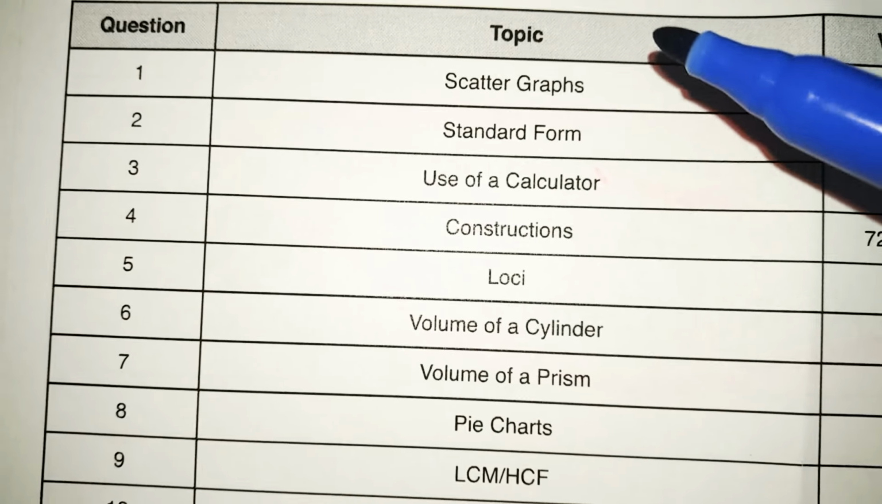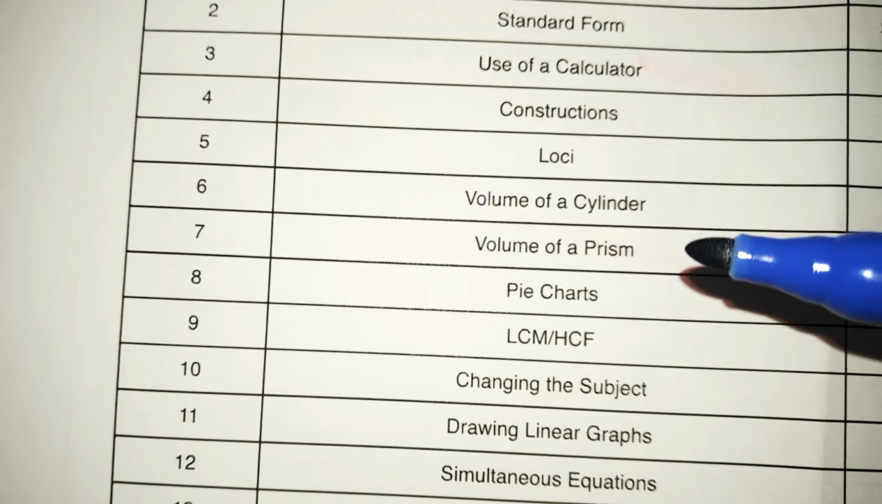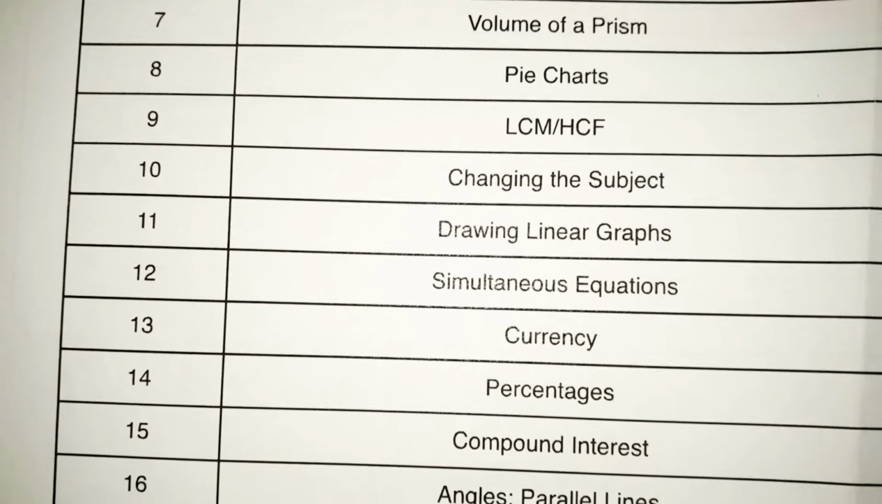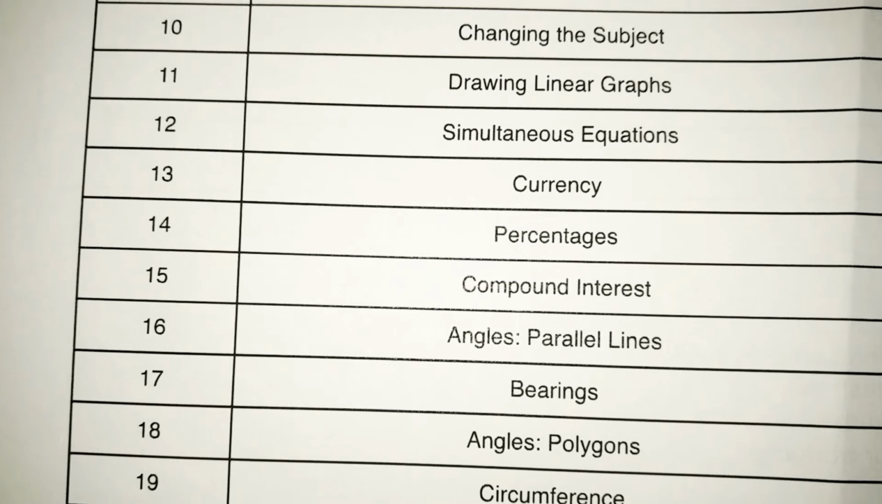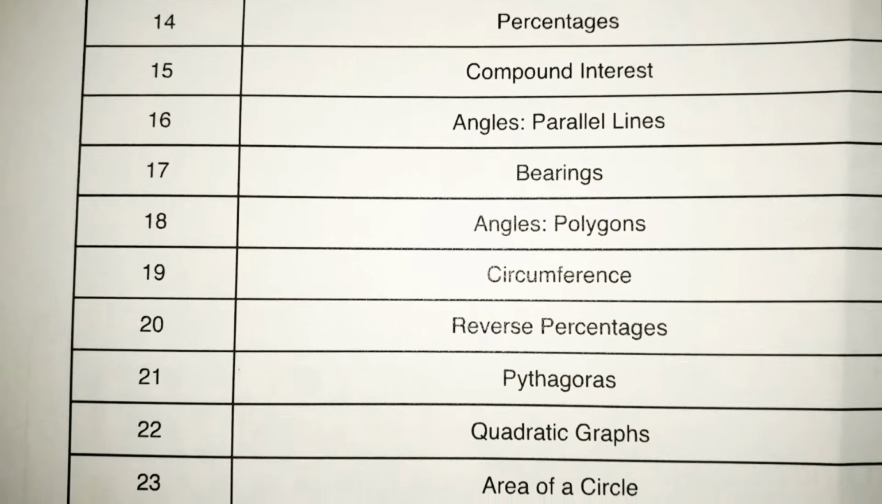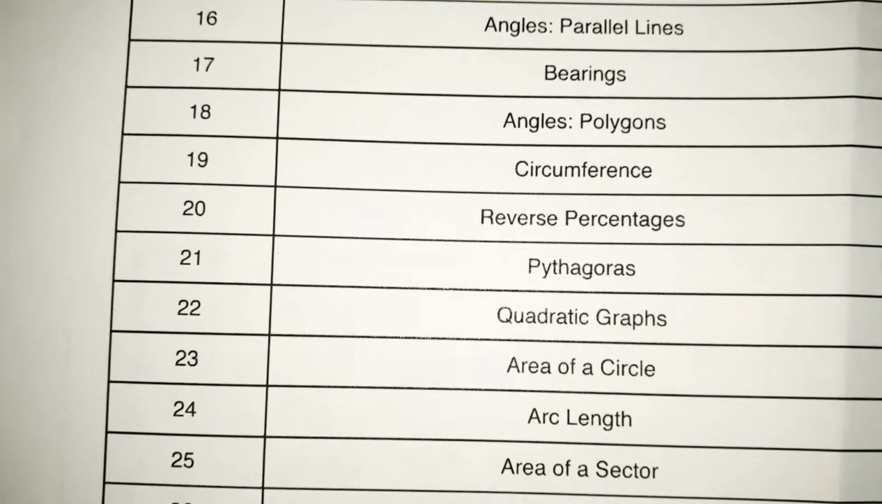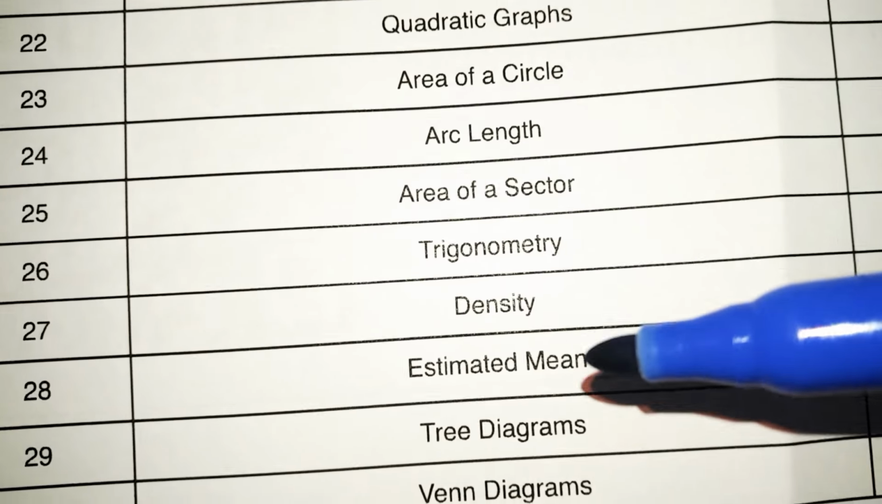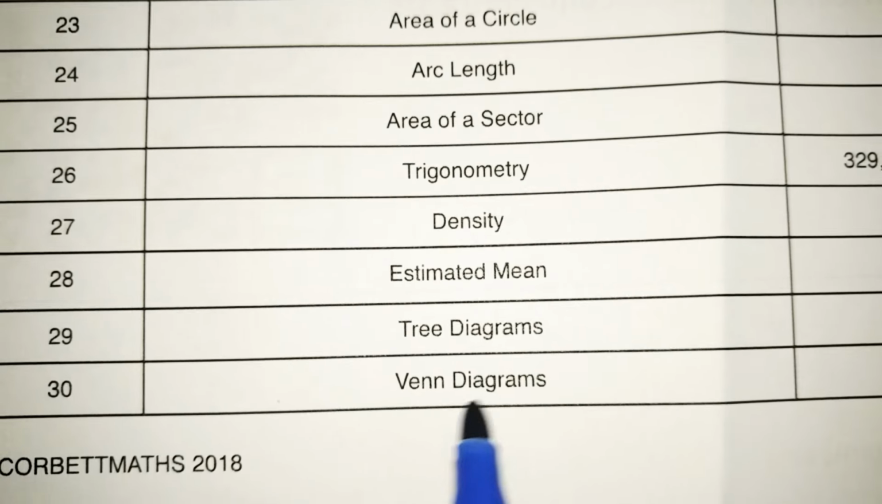Before I start the paper, please check these topics that you may cover before the exam: scatter graph, standard form, using the calculator, volume of the cylinder. Please slowly note all these topics: currency, percentages, compound interest. All these calculations will come up in paper 3. So these are the very high chance questions. As I go through the video, please make your list and tick them all.